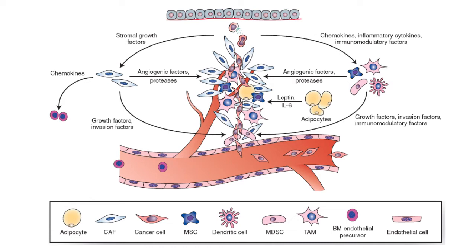The other cells, such as the mesenchymal stem cell, the tumor-associated macrophages, the myeloid-derived suppressor cells, and the dendritic cells, also liberate various angiogenic factors and proteases, and also liberate growth factor, invasion factor, and immunomodulatory factors. All these are responsible for the development of this cancerized stroma.